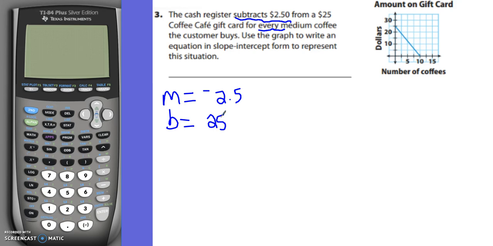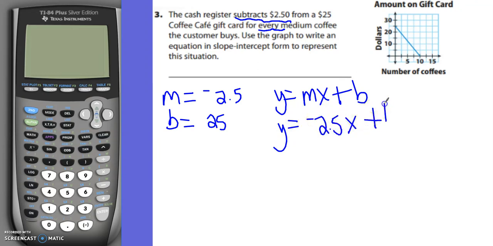All right, so we're going to write an equation, y equals mx plus b. So y equals negative 2.5x plus b. I'm sorry, plus 25. All right, and then if you look at the graph, you have your gift card starting at 25 and going all the way until you reach 0. Let's take a look at the back side.